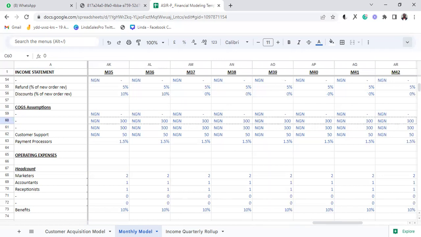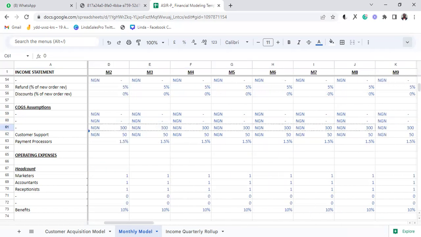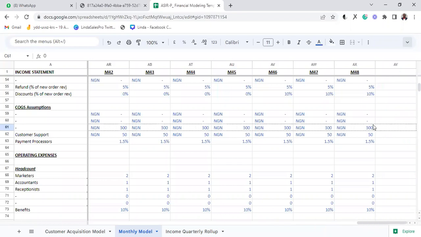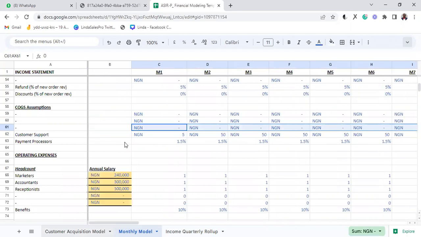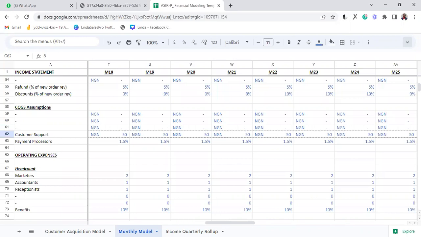So once you remember, you can specify it and put the numbers there. This is not my business, so I'm just making an assumption. Okay, so I'm going to drag this to the end also. All right. So remember why we say 5 naira. 5 naira is because we are sending SMS to all the customers.